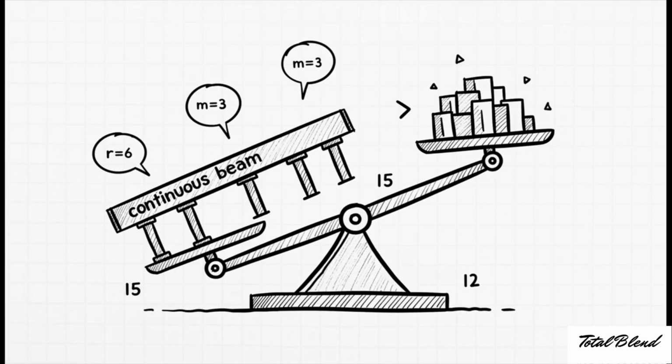All right, now let's check out an indeterminate example. This beam has 3 members, 6 support reactions, and 4 joints. So let's run the numbers. 3 times 3 plus 6 gives us 15. On the other side, 3 times 4 gives us 12. Well, 15 is definitely greater than 12, so the scales have tipped. We know for sure this beam is statically indeterminate.